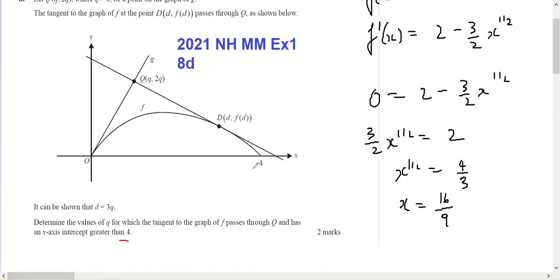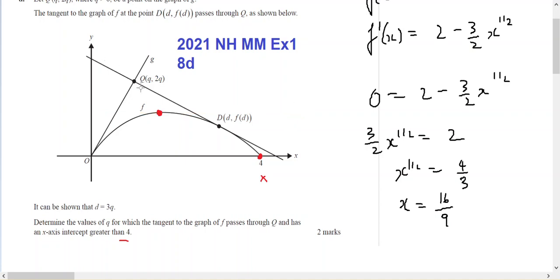So if it touched here, it wouldn't have an x-intercept greater than 4, so I can't include that endpoint. And if I'm looking for that turning point, any tangents that touch on the turning point will have gradients of 0, so therefore they won't have an x-intercept greater than 4 either.